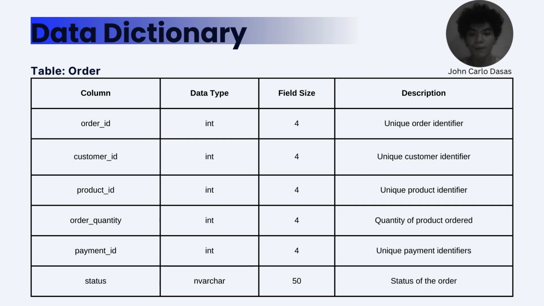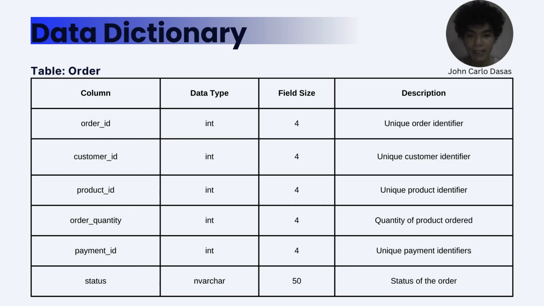Table order. For order ID, the data type is integer, field size is 4, and the description of it is unique order identifier. For customer ID, the data type is integer, the field size is 4, and the description of it is unique customer identifier.